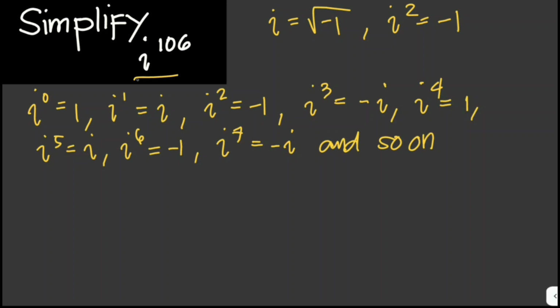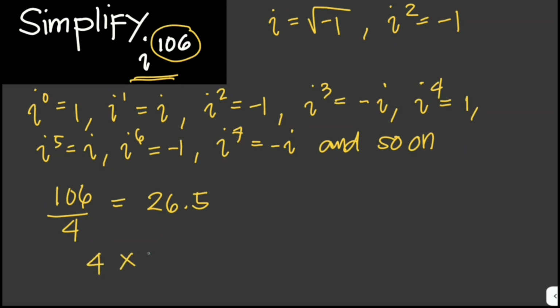In this case, we're given i to the power 106, so the exponent is 106. We can divide the power of i, which is 106, by 4, and we get 26.5. So let's multiply 4 by 26, and this gives us 104. Therefore, 104 is the highest multiple of 4 that is less than or equal to 106.